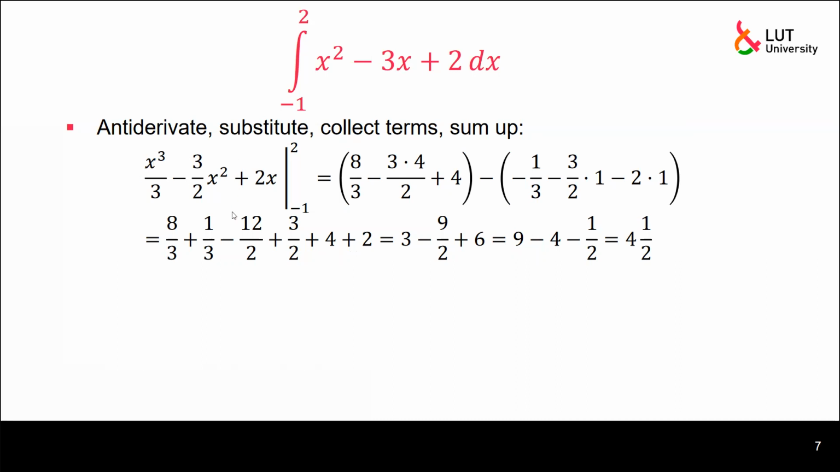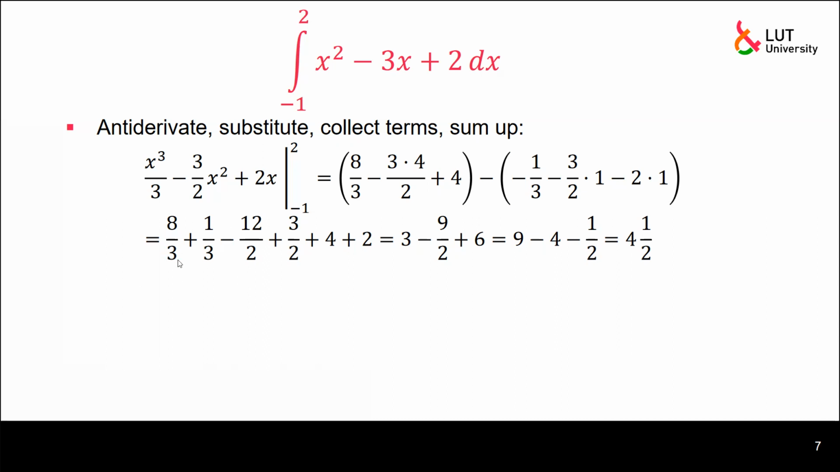And then the antiderivative of 2, which is 2x. And substitute 2 and minus 1. So 2 cubed over 3 minus 3 times 2 squared over 2 plus 2 times 2, which is 4. And then minus, and it's good in this case to use a parenthesis to make sure you don't confuse yourself, because we're now getting minus minuses. Minus 1 cubed is still minus 1, so over 3 we get minus 1/3. Then we had minus 3 over 2 times x squared, and minus 1 squared is 1, so it's still minus 3 over 2. And 2 times minus 1 is minus 2.